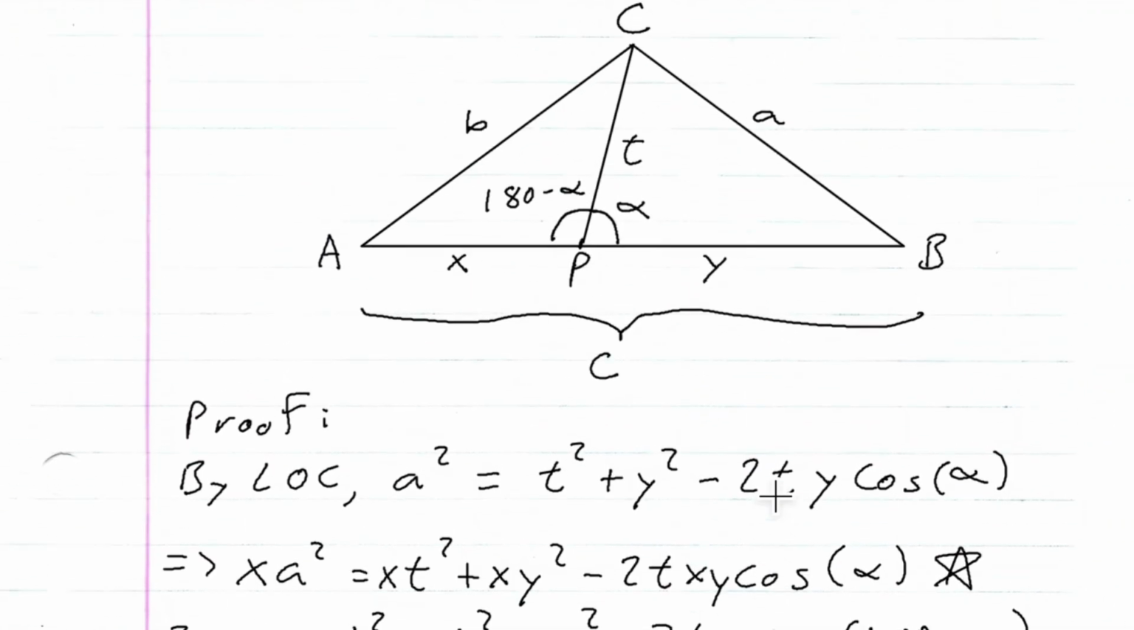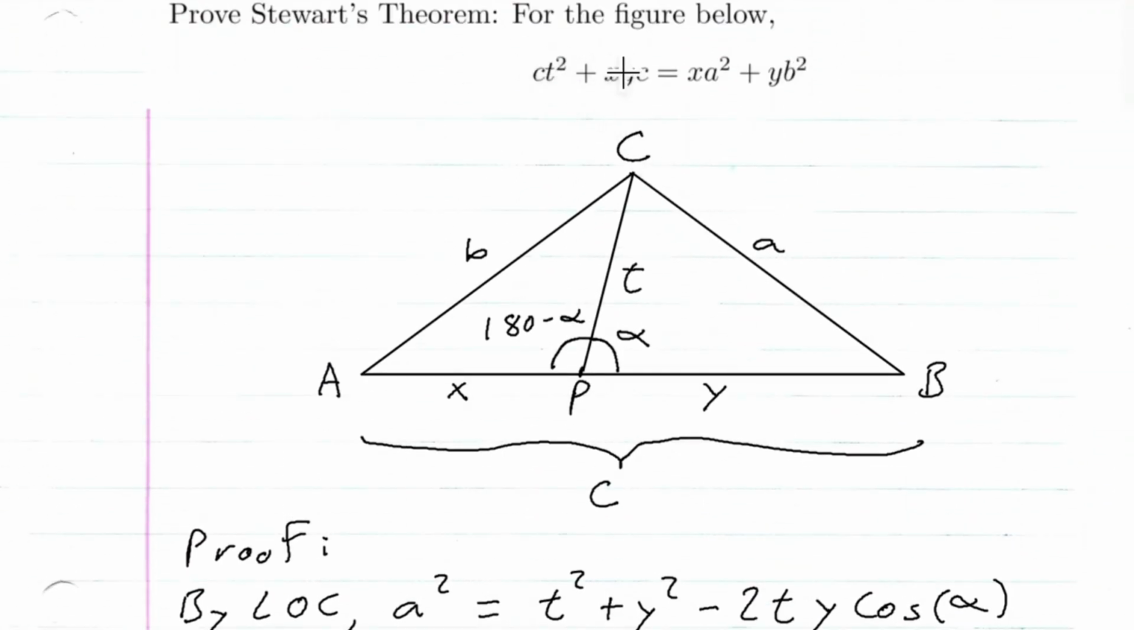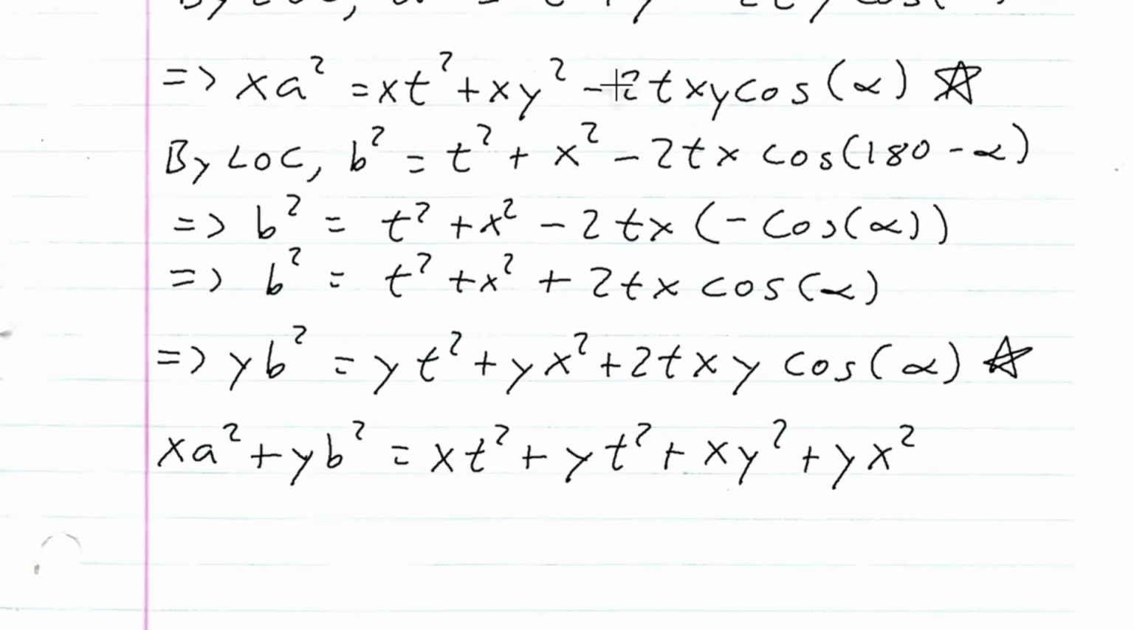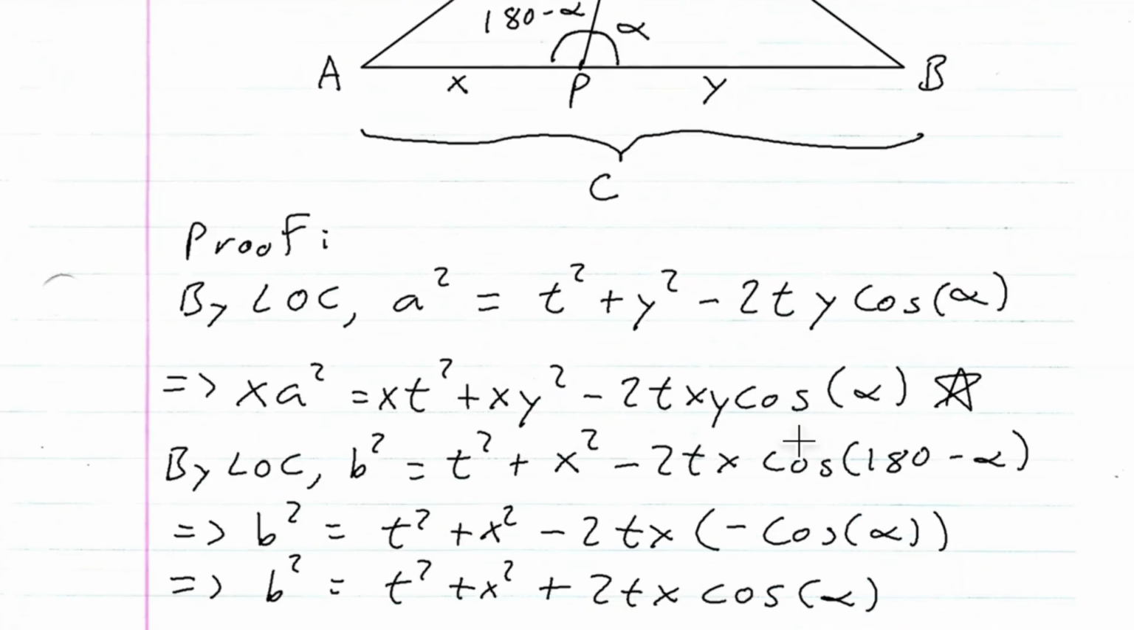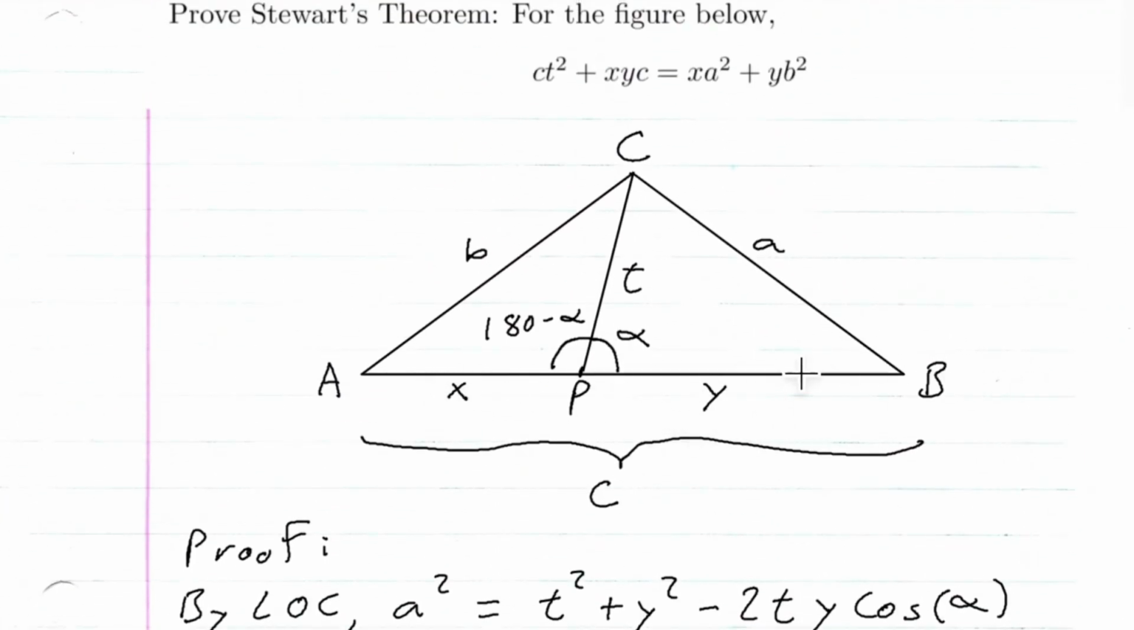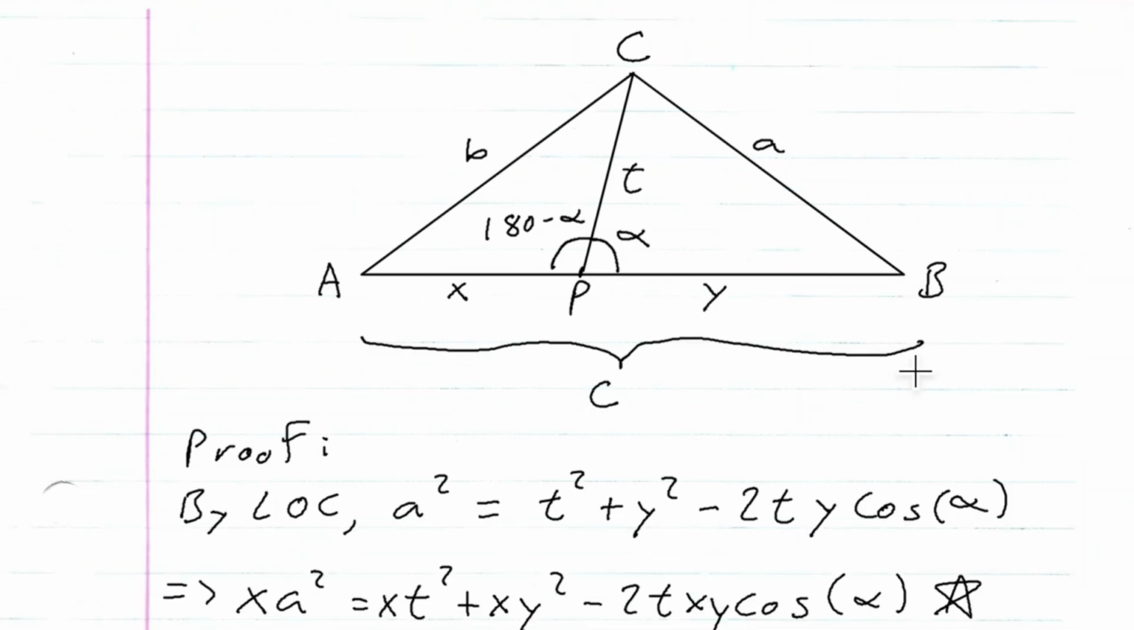Now, what I want is for c to pop into this equation. I have the t squared in my equation, and I have the xy floating here. Well, notice from the picture, I know that x plus y is c. It's that entire bottom. So x plus y is c.